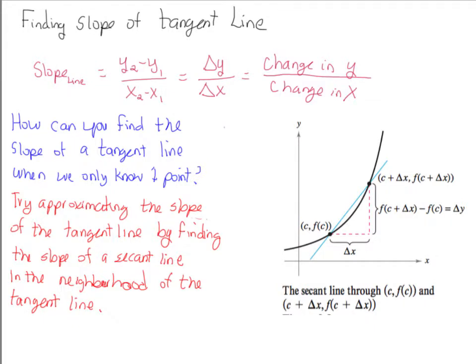That blue line is a secant line, and we're going to approximate the slope of the tangent line at point C, f of C. There's our point of tangency. And we're going to use this point and then another point, which is just a little bit greater than C. So we're going to call that point C plus delta x, because delta x is a change in x. And then we're going to find the y value at that point, C plus delta x.